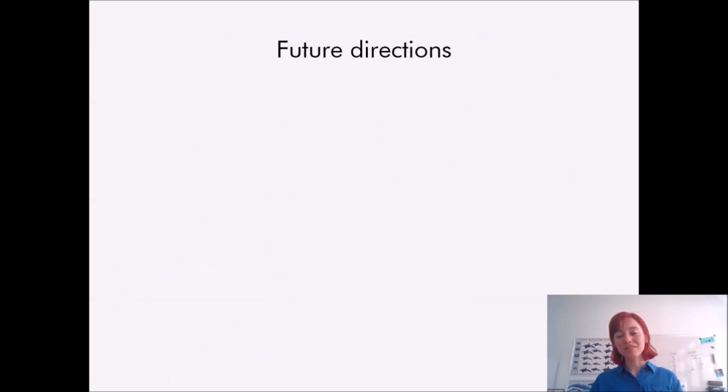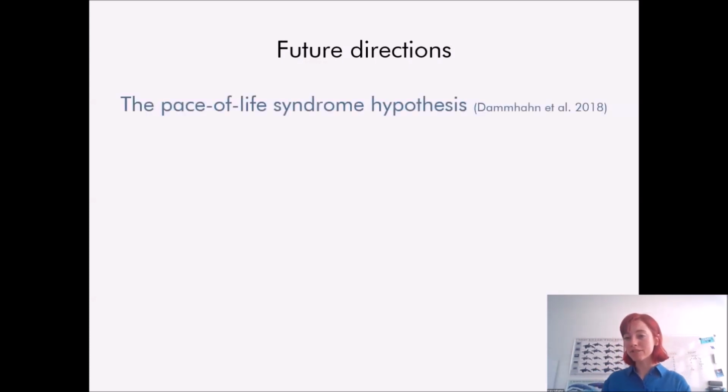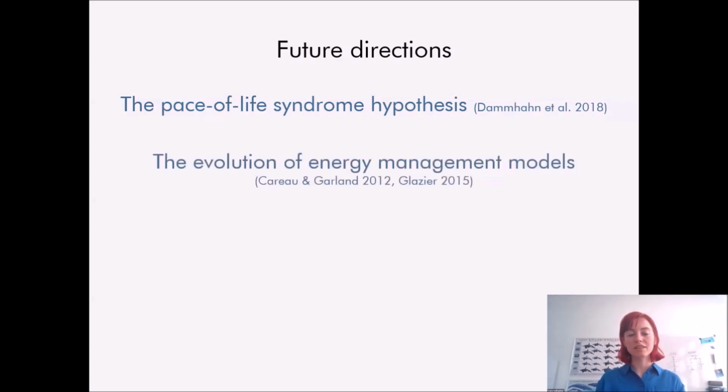So like I said, I unfortunately don't have too many results to share with you yet. We've been really heavily working on the model development. But some directions that we'd like to go into are exploring things like the pace of life syndrome hypothesis. So how pace of life emerges in different communities, and under what conditions do species evolve following the predictions of the hypothesis, and under which conditions do they not. And additionally, the evolution of different energy management models.